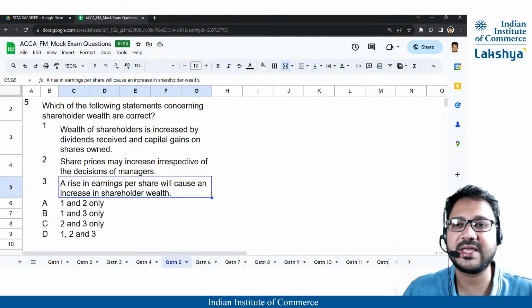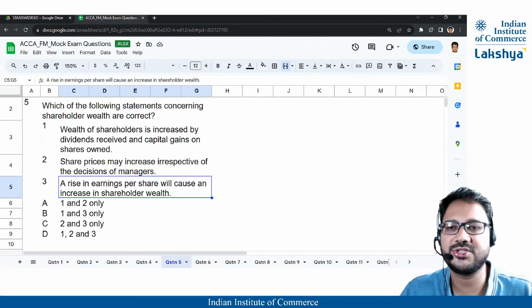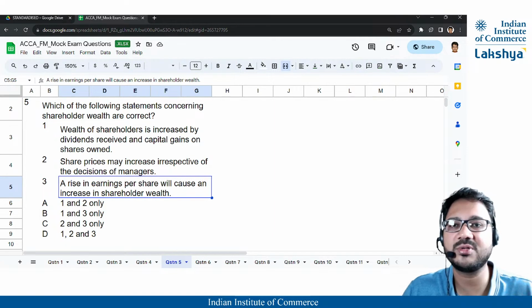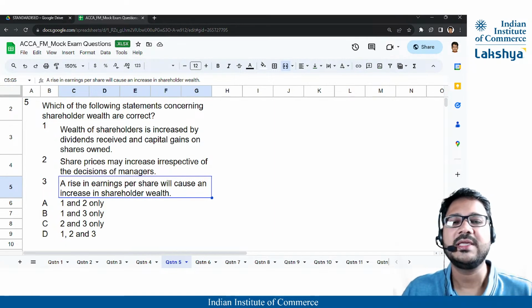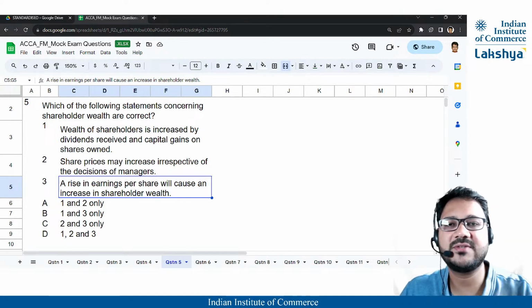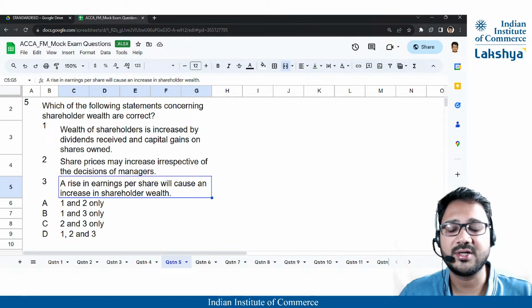Now, EPS has to do with profit maximization and not shareholders' wealth maximization. EPS is an accounting figure. EPS is nothing but profit after tax divided by number of shares. So it's profit maximization, and we have studied that profit maximization does not necessarily lead to shareholders' wealth maximization. So this statement is incorrect.